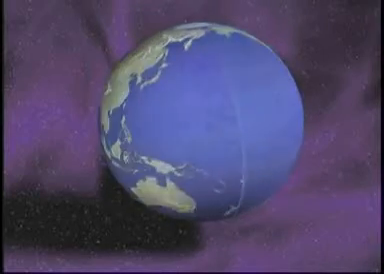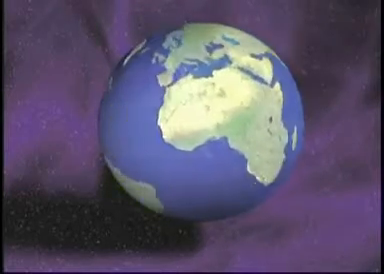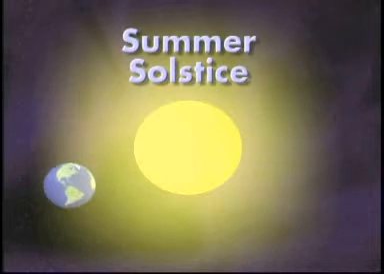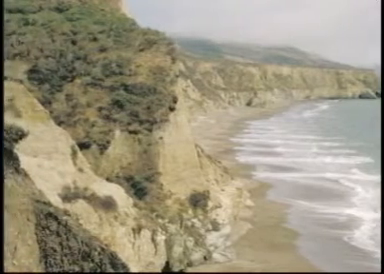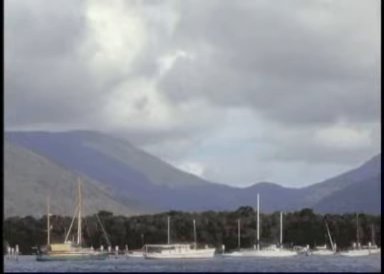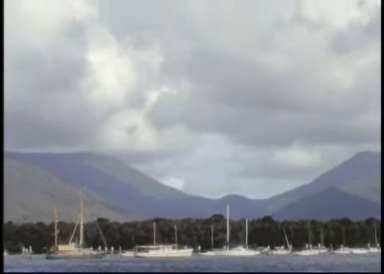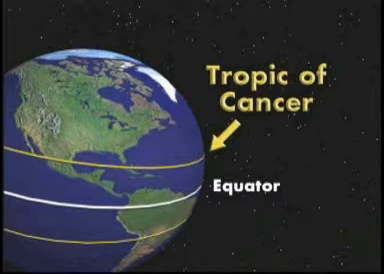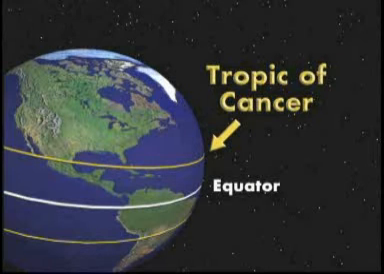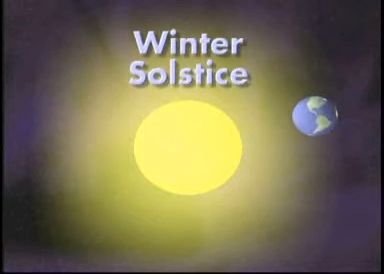As the tilted Earth orbits, different areas lean towards the sun. June 21st is known as the summer solstice. It is the longest day of the year for the people who live in the northern hemisphere and the shortest for those who live in the southern hemisphere. This is because the northern hemisphere tilts towards the sun and the southern hemisphere tilts away. During the summer solstice, the sun's rays directly hit the Tropic of Cancer, which is located at 23.5 degrees north latitude. When the Earth moves to the other side of the sun, the northern hemisphere experiences winter.